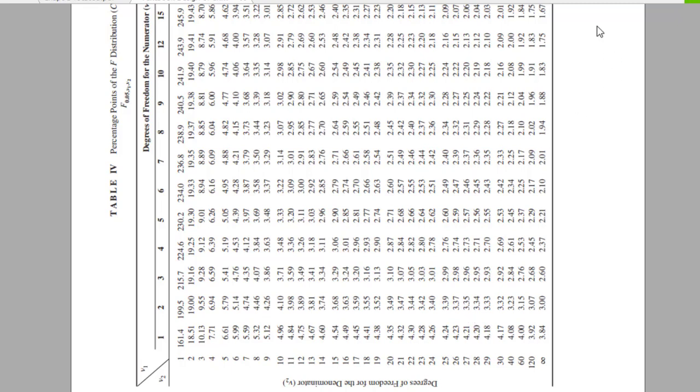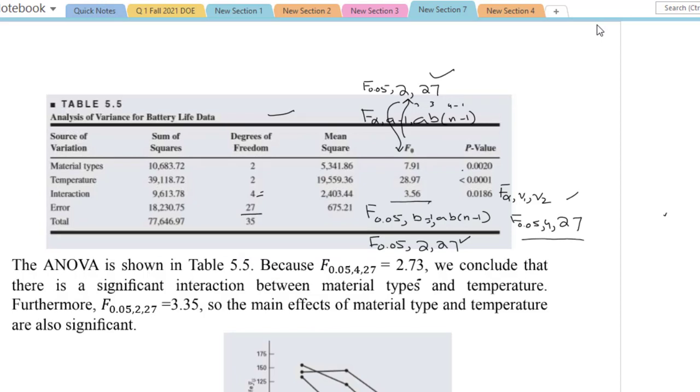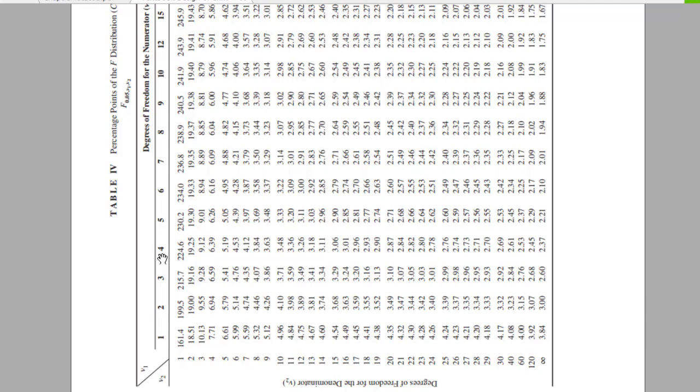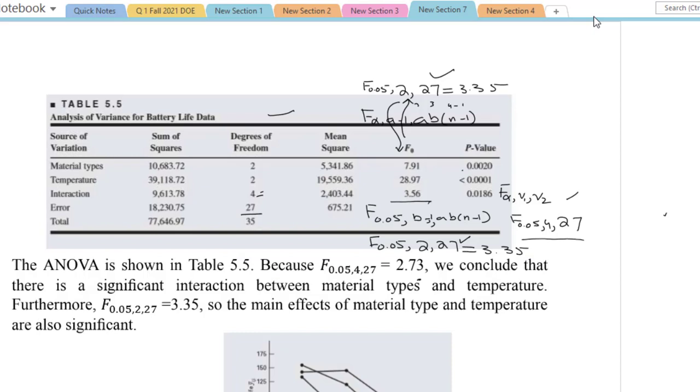Let me go to the presentation. So 2 at 27 tells us that it is 3.35, and I will write the same value here as 3.35. Then we will check 4 and 27: 4 degrees of freedom in the numerator and 27 degrees of freedom in the denominator. If I am not wrong, it is 2.73. So it is equal to 2.73.